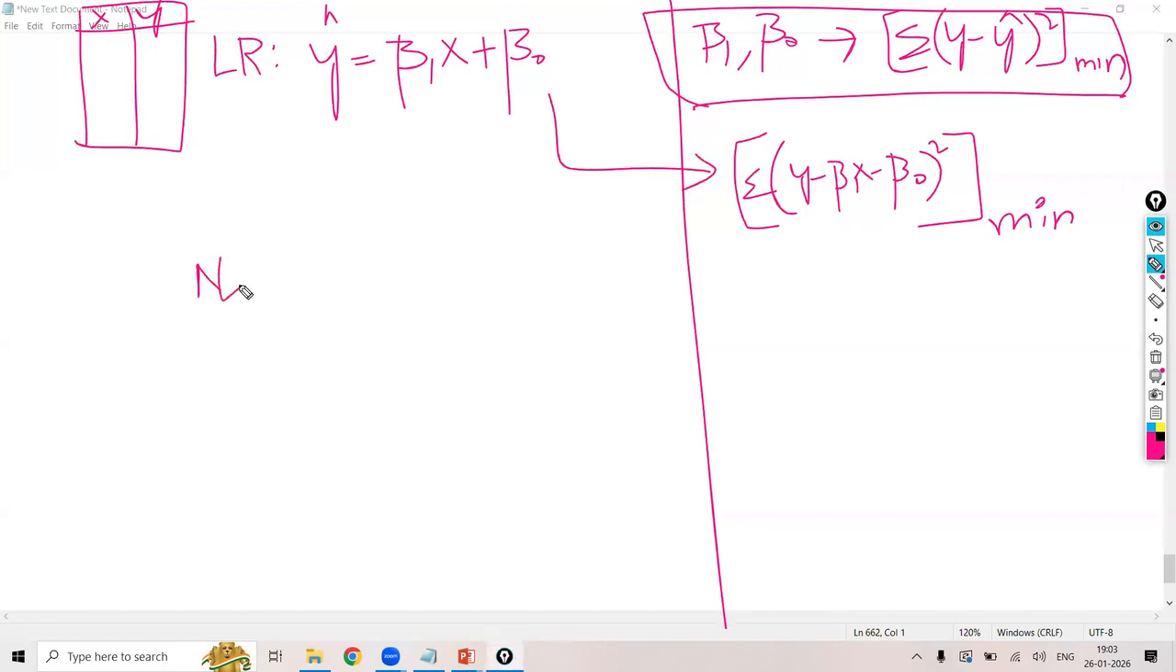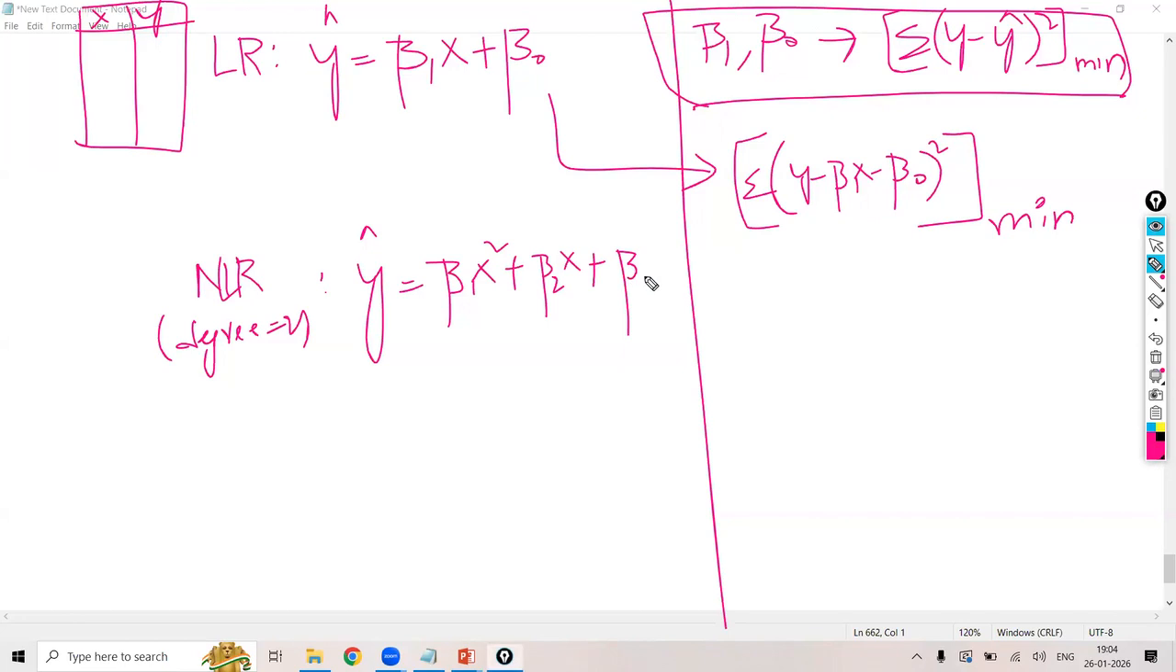Now tell me, non-linear regression with the degree of 2. What is the equation, guys? Beta 1 x squared plus beta 2 x plus beta naught. Done? Now from this, how are you going to calculate beta 1, beta 2 and beta naught? Sum of the squares, that is y minus beta 1 x square minus beta 2 x minus beta naught, should be minimum. That is y minus y hat whole square should be minimum.